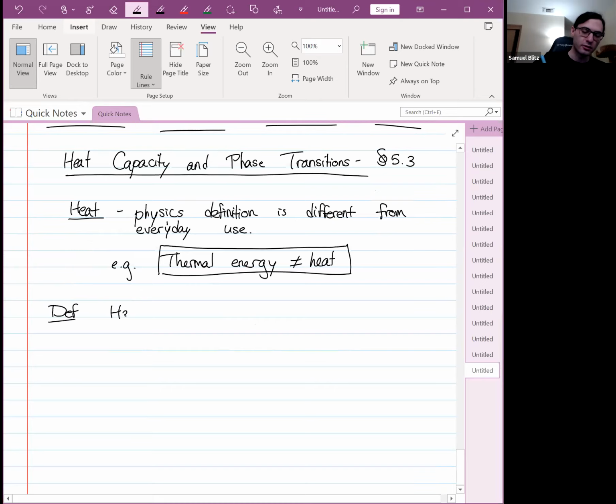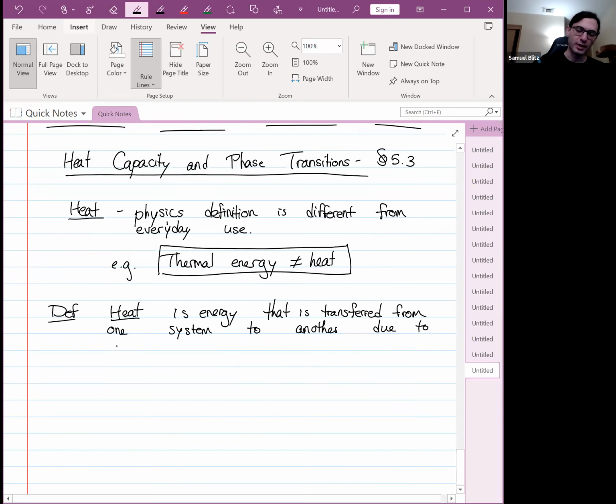So heat is energy that is transferred from one system to another due to a temperature difference between the two systems.